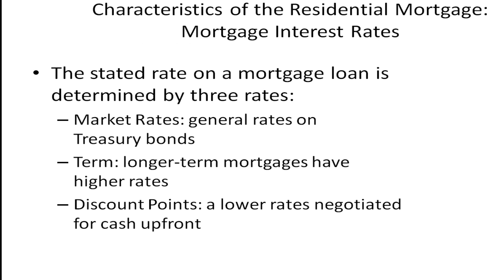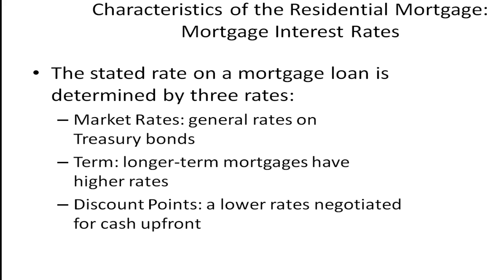Now, what determines the rate on a mortgage loan? Well, the general rates on treasury bonds or some other long-term security. Longer-term mortgages are going to have higher rates. That's why a lot of times people like to get these shorter-term, sometimes variable rate mortgages. If you can get even a fixed-rate mortgage, a 10-year mortgage or a 15-year mortgage instead of a 30-year, you'll generally get a lower interest rate.